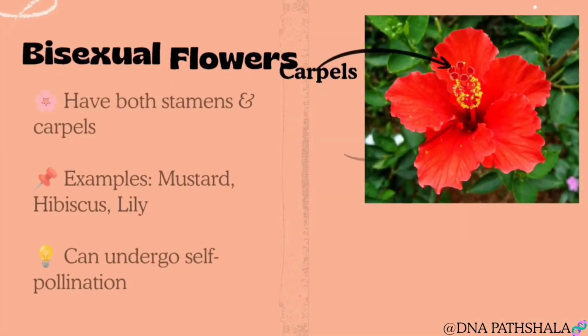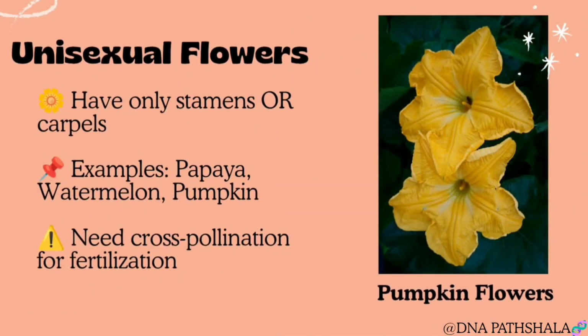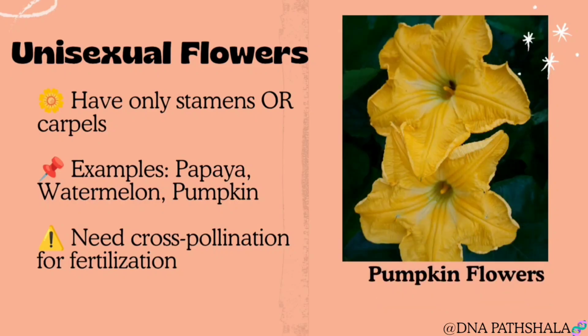Now, flowers can be of two types, that is bisexual and unisexual. A bisexual flower has both male and female parts. For example, hibiscus, mustard, and lily flowers. That means a single flower has everything in it that is needed for reproduction. And on the other hand, unisexual flowers have either stamens or carpels, but not both. For example, in papaya, watermelon, and pumpkin plants, some flowers are male and some are female. This is why farmers must have both male and female papaya trees, otherwise no fruits will grow.